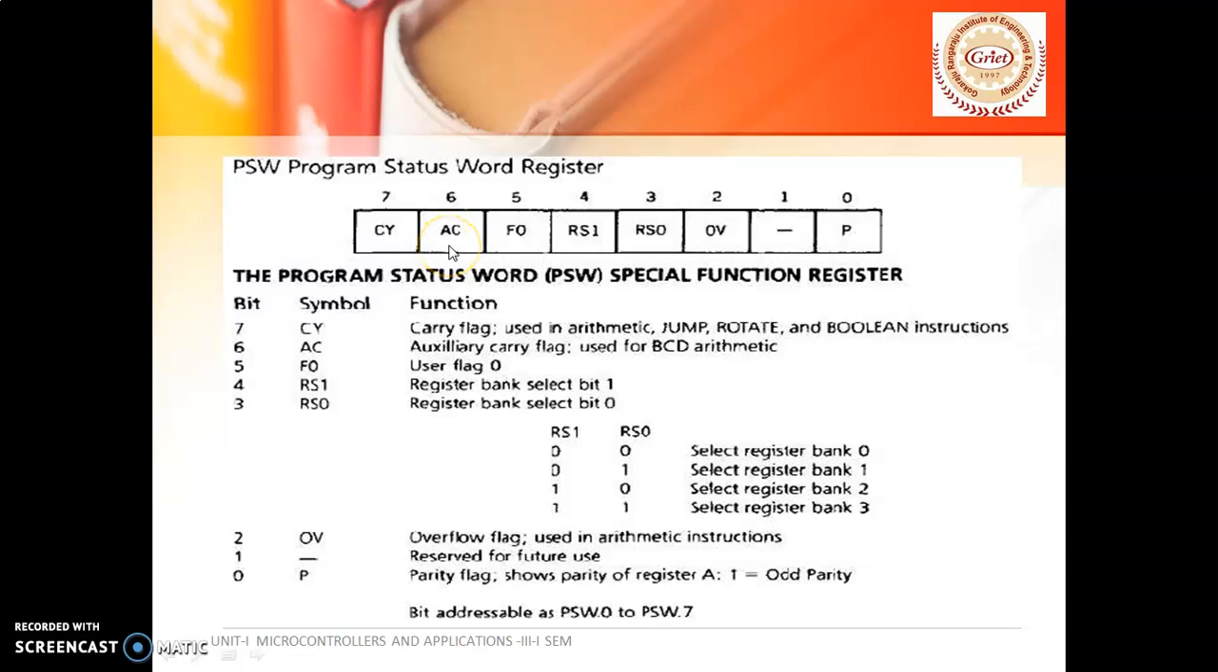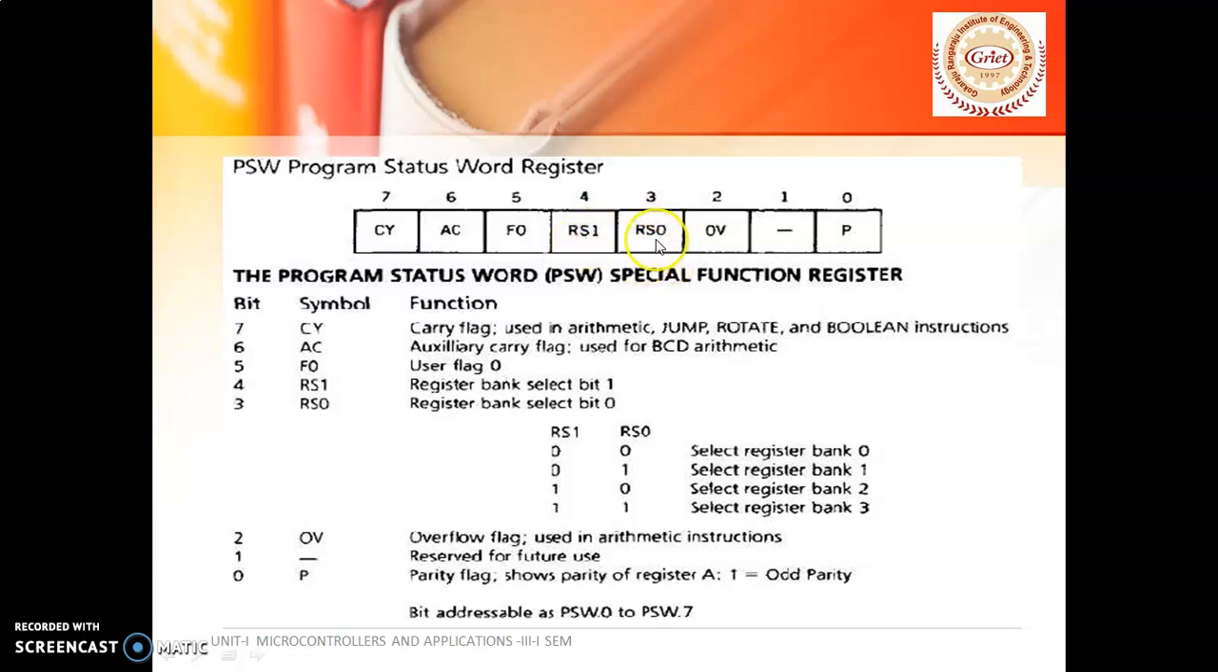Coming to the auxiliary carry flag, during the ALU operation, whenever there is a carry generated from lower nibble to higher nibble, then the auxiliary carry flag is set to 1, otherwise the auxiliary carry flag is set to 0. A nibble is nothing but 4 bits, which represent 1 nibble in the data representation of a computer. Coming to the F0, it is a user flag bit which is defined by the user, and we have RS1 and RS0 bits. These 2 bits are used for selecting the banks.